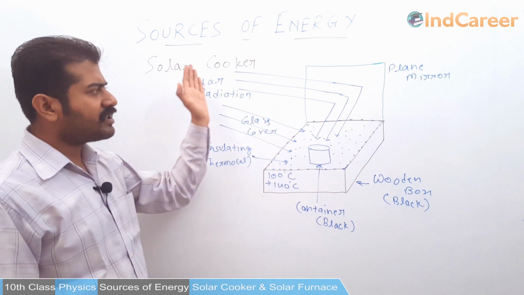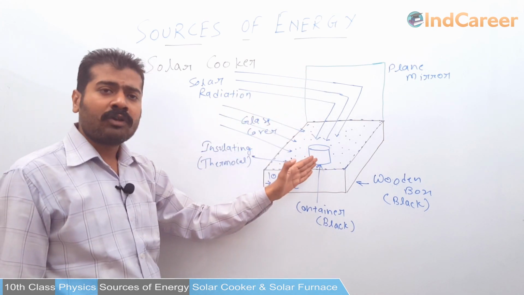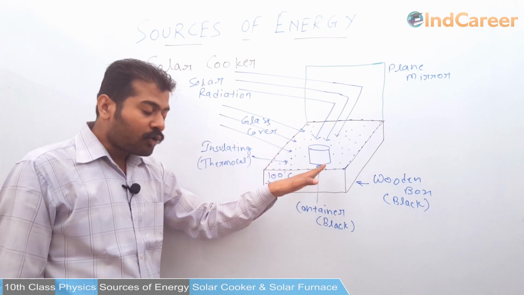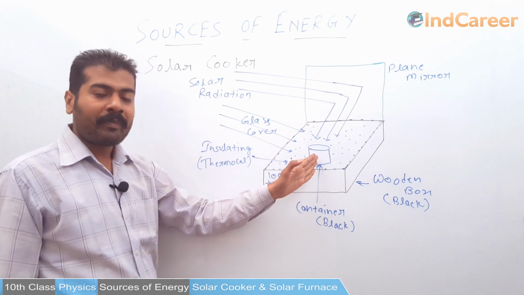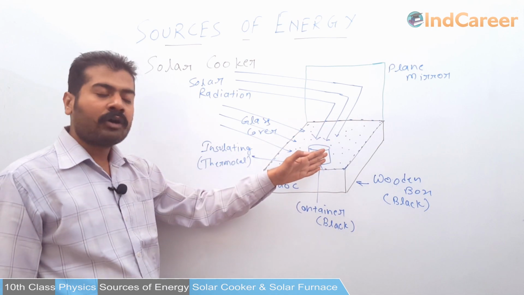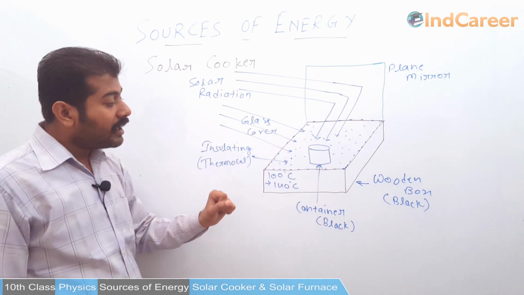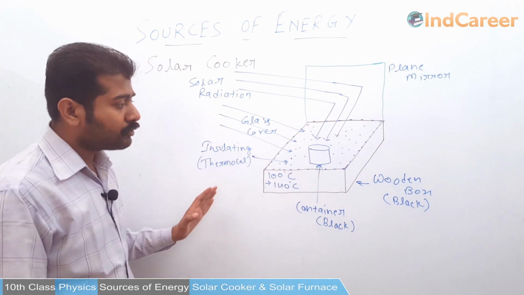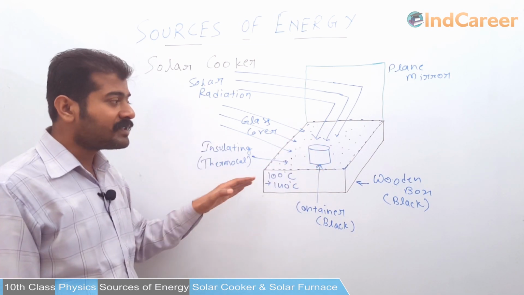The solar radiations falling on the plane mirror get reflected inside the solar box, which is painted black. The container which has the food is also painted black, so that much solar radiation can be absorbed. Also the thick insulating material which we have filled inside the box prevents the conduction and radiation of the solar heat. And the glass cover produces the greenhouse effect in the solar cooker. So this is a solar cooker, and the type of solar cooker is box type.